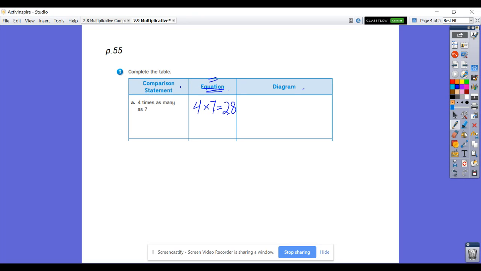And now for my diagram. Now there are a few different ways to represent this, but what I'm going to do is it said 4 times as many as 7. So I'm going to draw a little box and label that 7. And then right below it, I'm going to draw that same box 4 times. That's the way I think to draw this diagram. Now you might visualize it differently. As long as you're showing 4 times 7, we'll accept all reasonable answers.